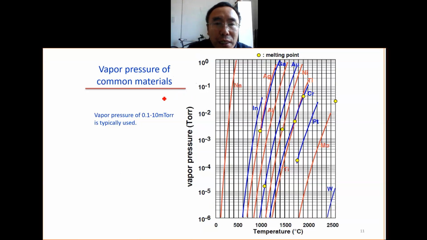So here is the vapor pressure of common materials. Typically for deposition we use 0.1 to 10 millitorr. So we can say we use 1 millitorr, here. This is the typical vapor pressure. For instance, from this curve you can see that for aluminum deposition we need a temperature of about 1100 degrees. For gold we need about 1300 degrees. For chromium, we need a temperature here, 1600 degrees.